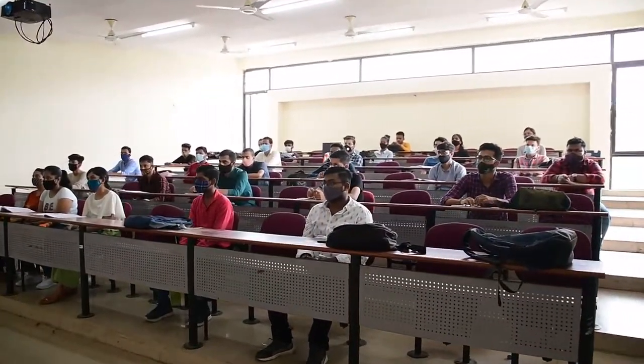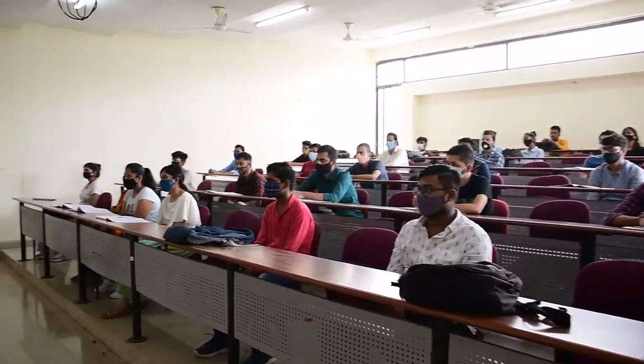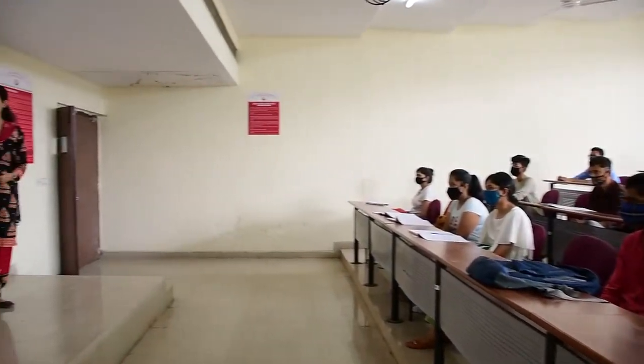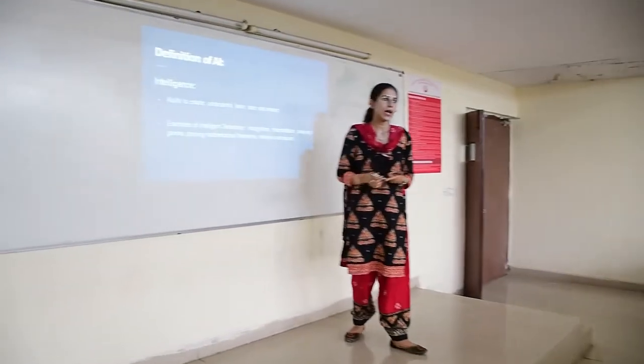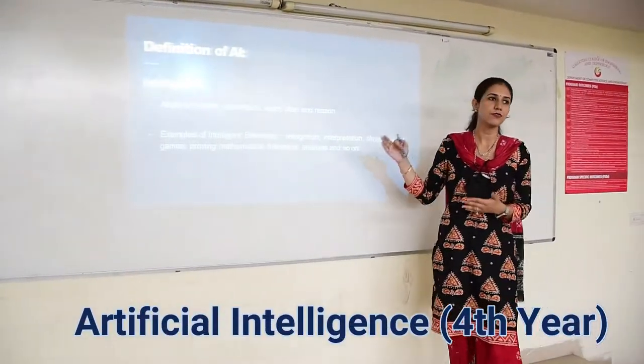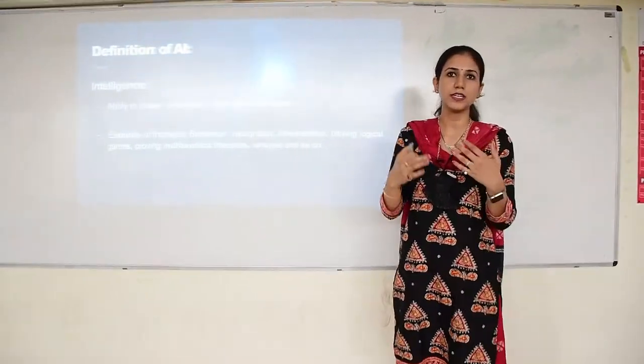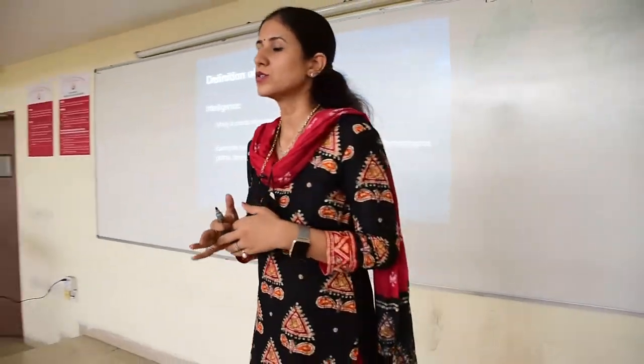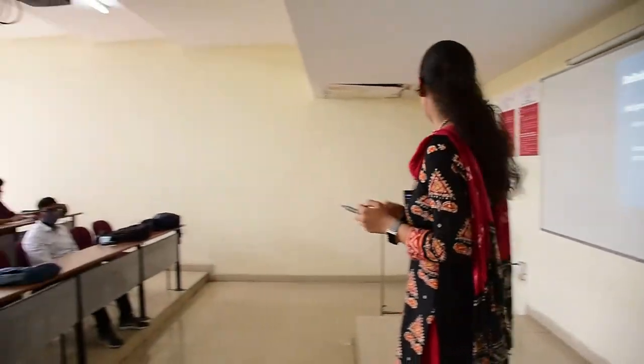Another definition of intelligence is the ability to create, understand, learn, plan, and reason. So, whenever a machine has any ability to create, to think, to understand, and can learn, the machine can plan according to human. So, we can conclude that it is intelligent.